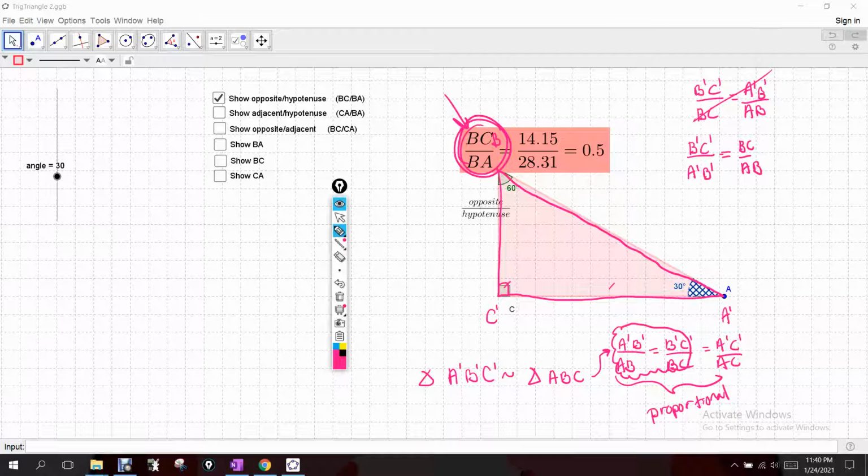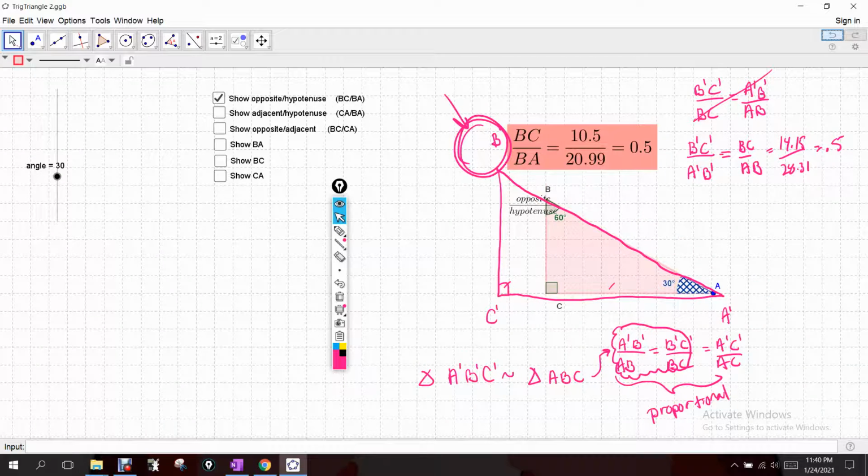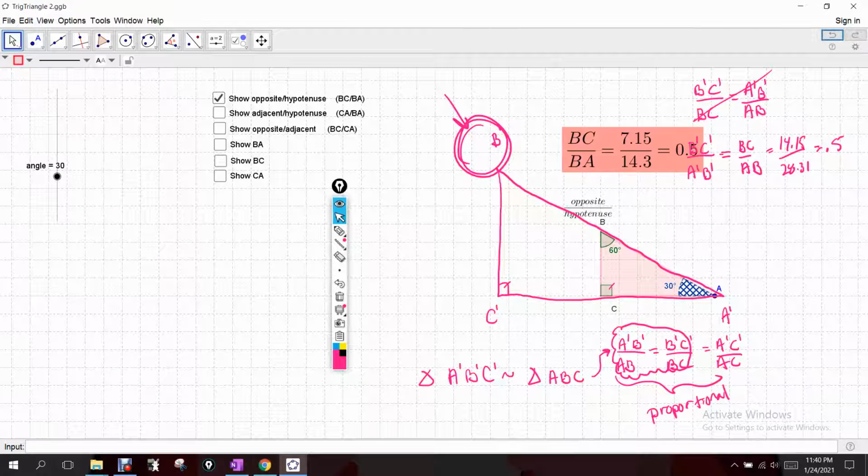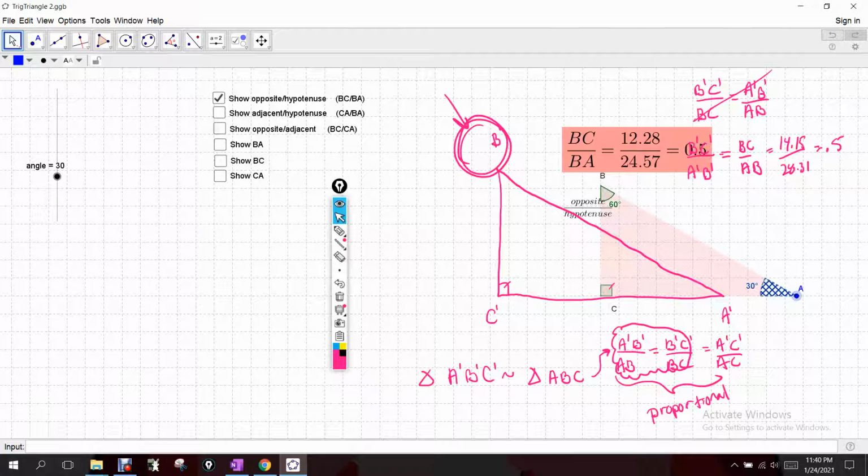Okay, so we're seeing that in this shaded triangle that distance is 14.15 over 28.31, and it reduces to 0.5. Now, if we were to go back to that triangle there, you see now the 14.15 is actually a 7.15, and the 28.31 is a 14.3, but they still both reduce to 0.5. And basically what that's telling us, and we can do this with all types of, I can change this as much as I want to. You see the numerator and denominator is consistently changing.